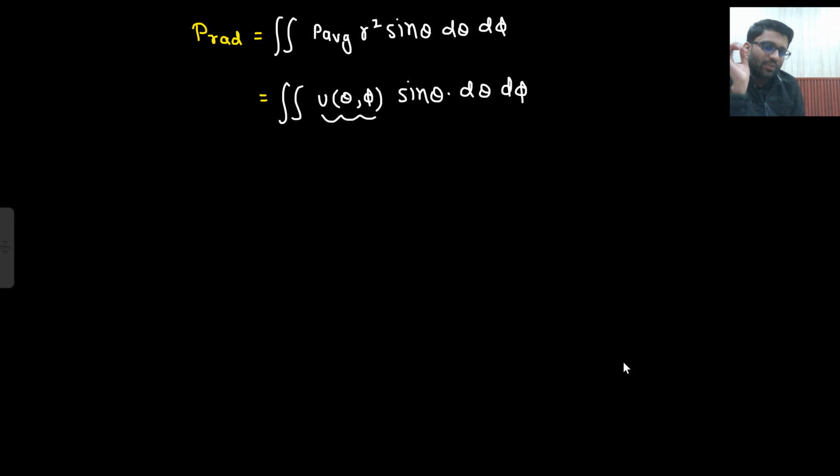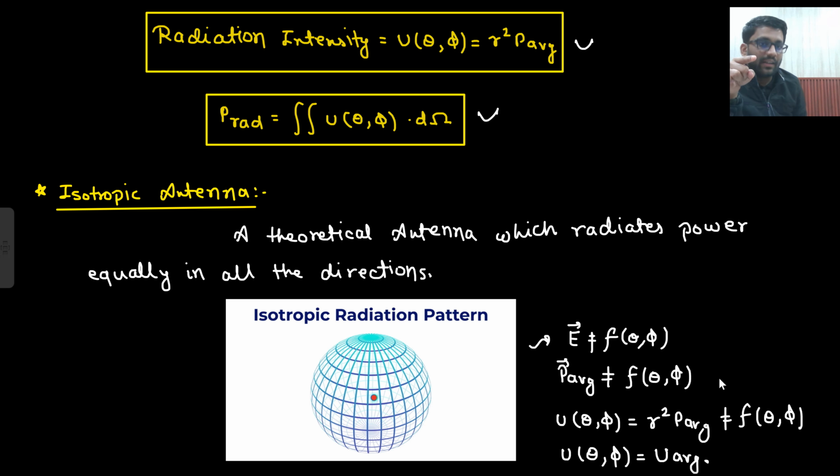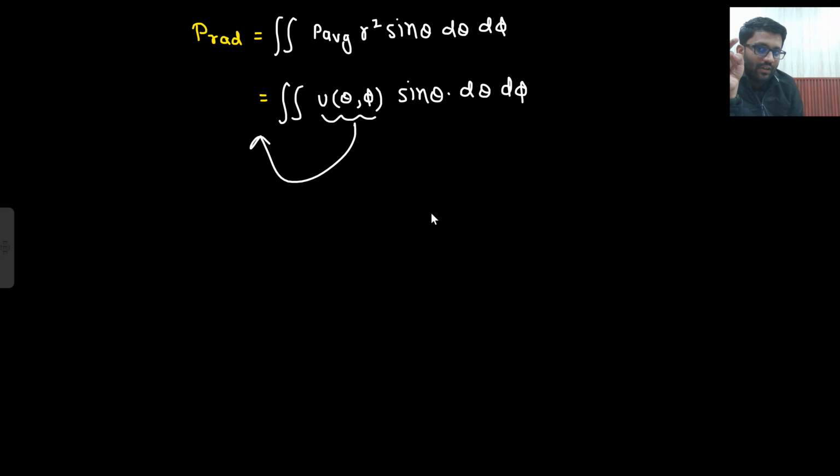What is U theta comma phi? In this case, it is not a function of theta or phi. That means it can be taken outward, because here you will write down the limit of theta and the limit of phi. So this is not a function of theta comma phi. It could be a function of R, but it is not a function of theta comma phi. So we can take this out of the limit, and when we take it out of the limit, it will become U average.